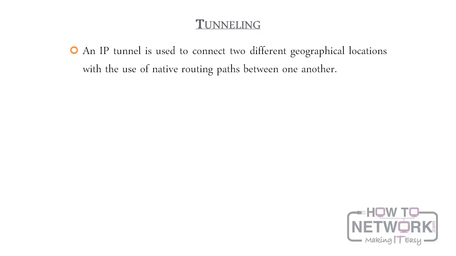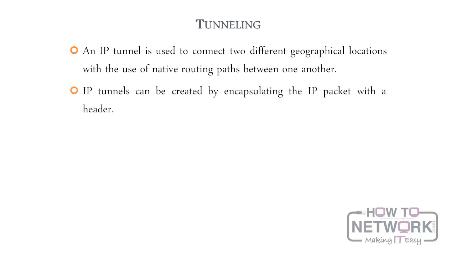An IP tunnel is used to connect two different geographical locations with the use of native routing paths between one another. IP tunnels can be created by encapsulating the IP packet with a header. In its most basic form, an IP tunnel is a communications channel between two different networks. The networks joined by an IP tunnel are often geographically dispersed and have no native routing path between one another. Because no native routing paths exist between the remote networks, a transport network, such as the Internet, is required to allow the tunnel to form and IP communications to occur.